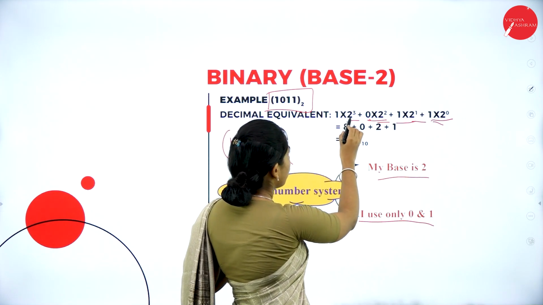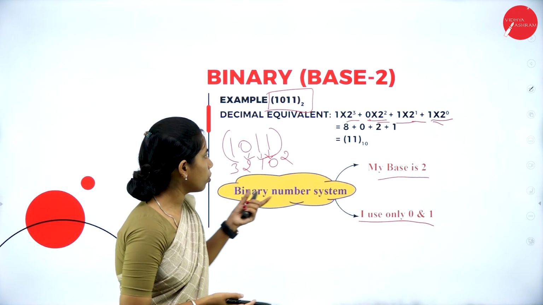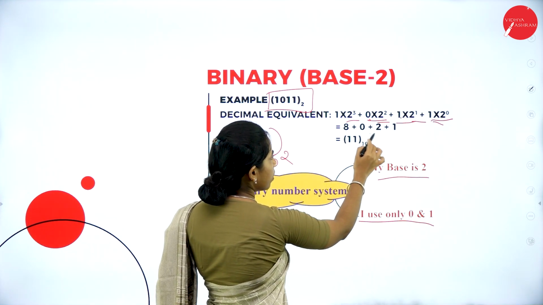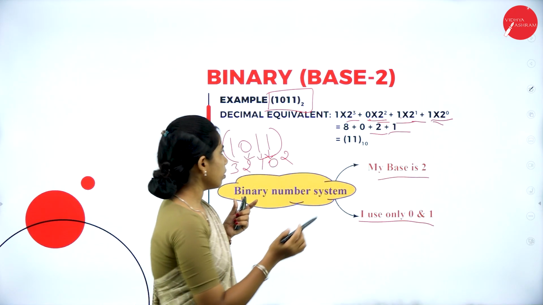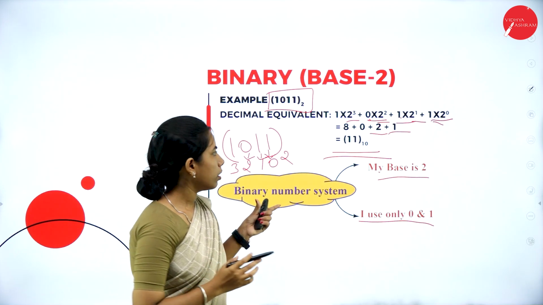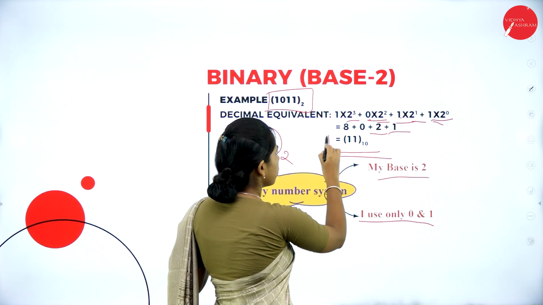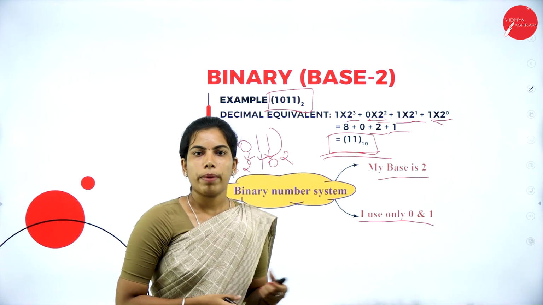Here 2 power 3 is nothing but 8, right? 1 into 8 is 8, 0 into anything is 0, plus 1 into 2 means 2, and 1 into 2 power 0 is 1. When I finalize the result, it is 8 plus 3, which is 11, with the base value 10. This is how you have to represent the binary number.